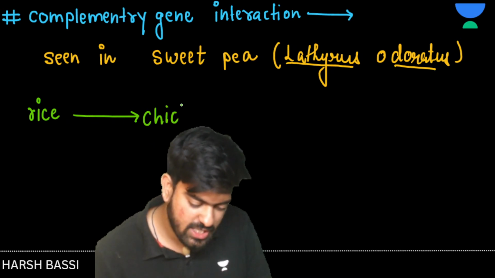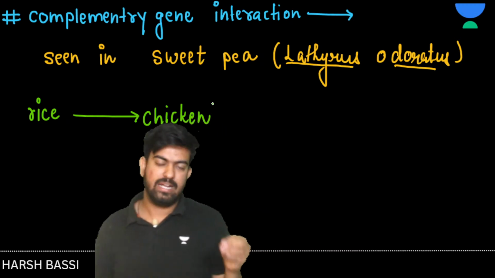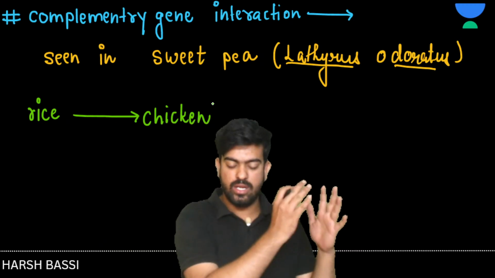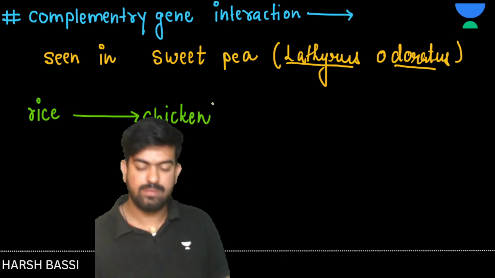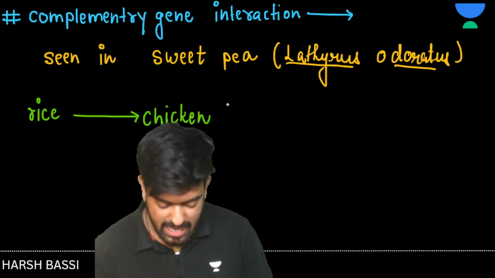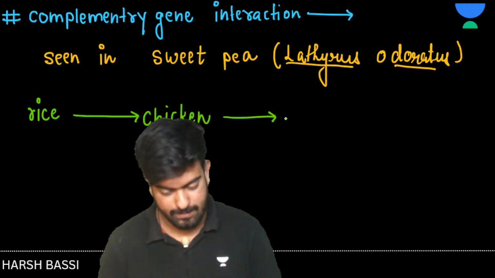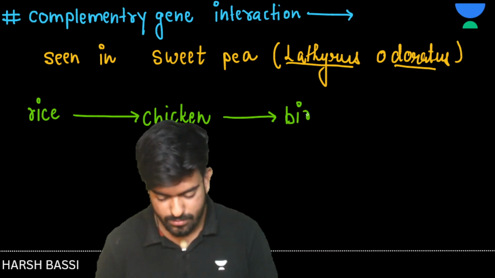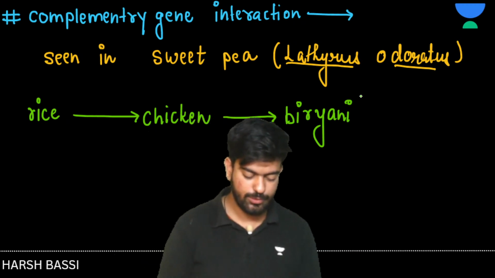And if you are vegetarian, then add some veggies. Okay. So to make a biryani, what we are doing is that we are cooking rice first, and in that rice we are adding some chicken or veggies according to your preference. And then we are again doing something, and then we are getting a biryani. Okay. Then we are getting biryani. Yes or no? Yes, sir.